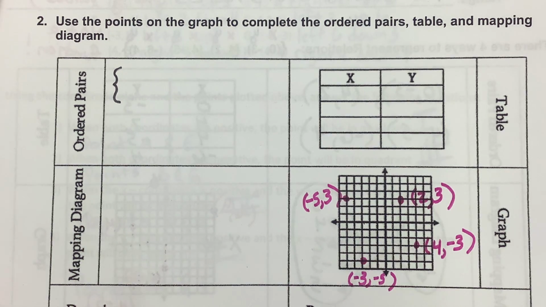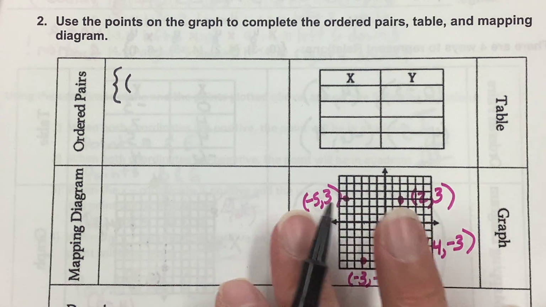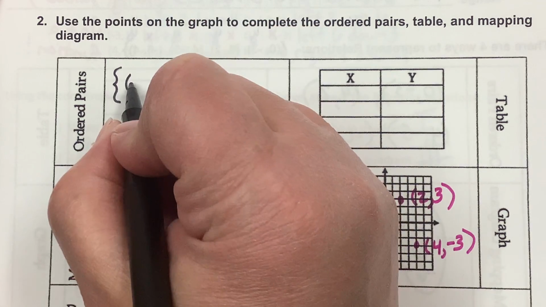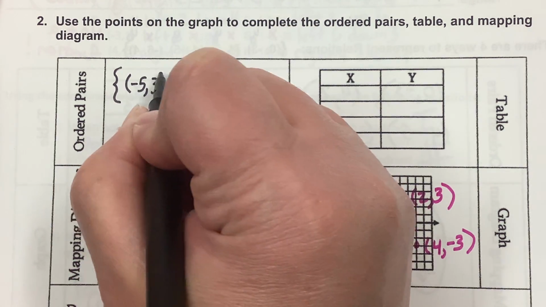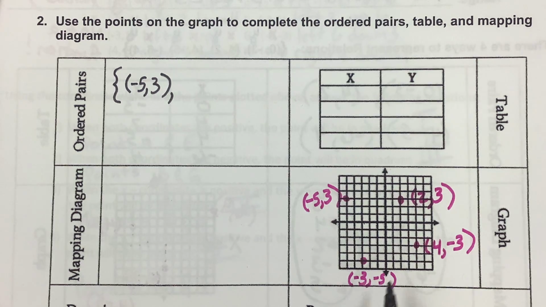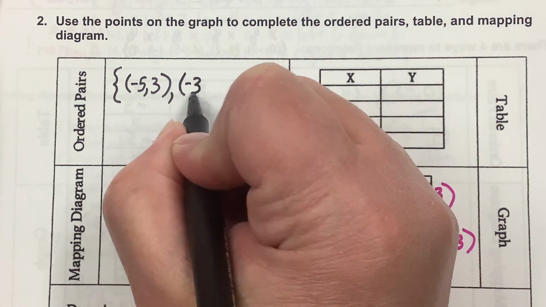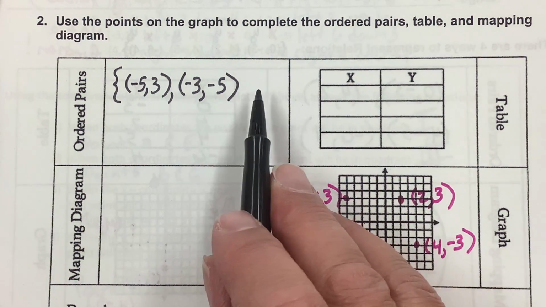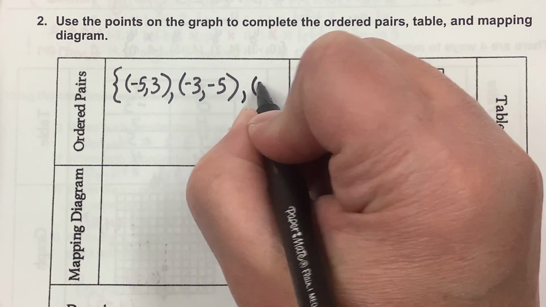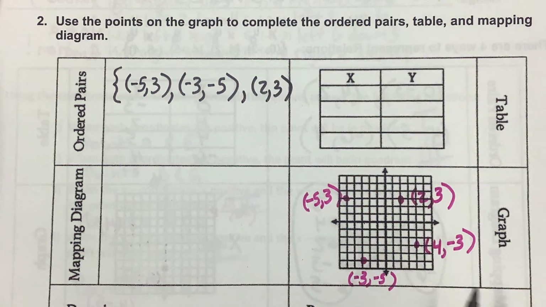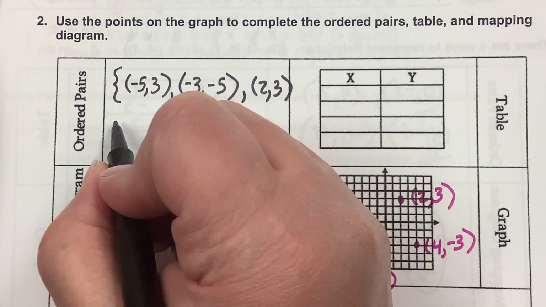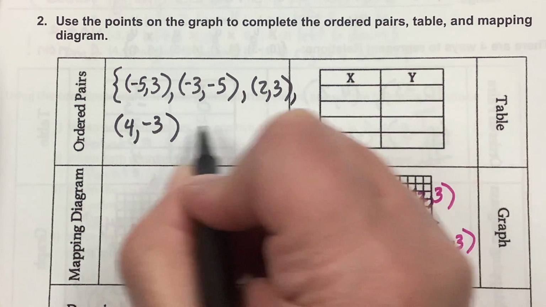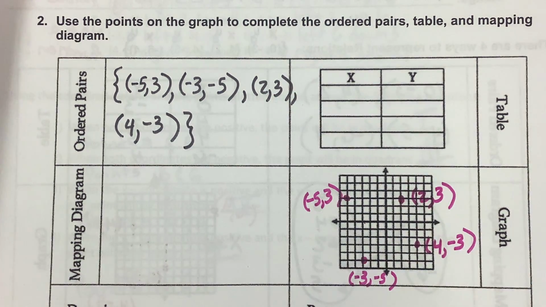And my ordered pairs go in parentheses, and I'm going to start left and go right. It's just a habit. (-5, 3). And (-3, -5). And (2, 3). Do I really have room for it? Yeah, I guess I do. (2, 3). And this one has to go on the other side. (4, -3). There should be a comma after that. Oh, and I have to close my curly bracket. I have to be careful with that.